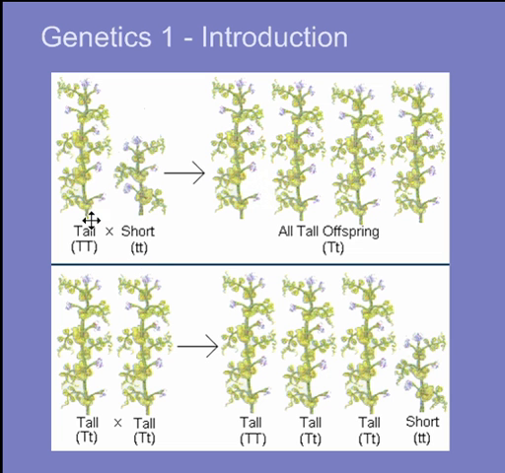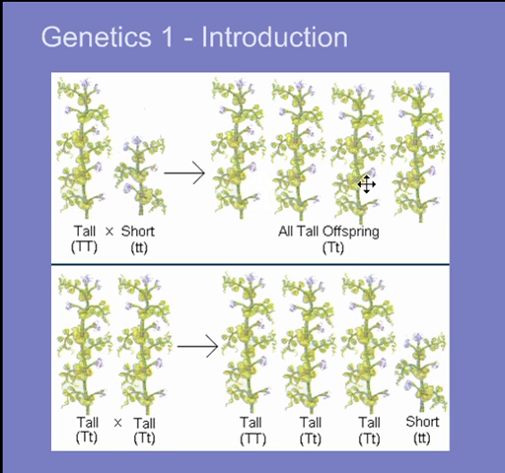Here we had a purebred tall crossed with a purebred short. In this next generation, no matter how many times you did it, the tall plant would always give a big T. The short plant would always give a little t. And these all ended up as hybrids. Now, hybrids look tall because the tall trait is dominant. These actually have both a tall and a short allele, but they look tall.